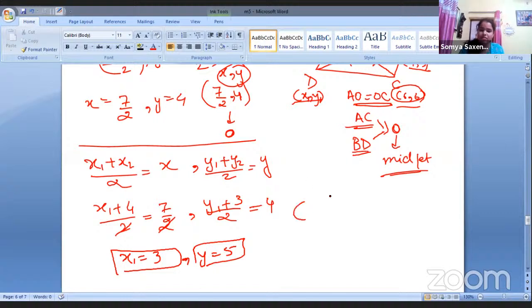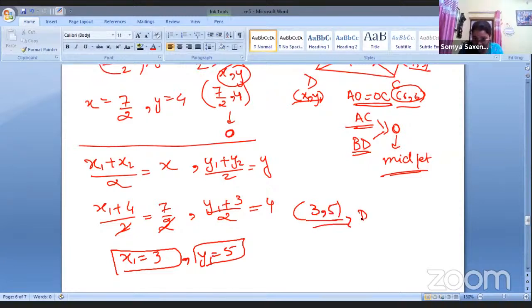So instead of finding the midpoint alone, we just find out the midpoint using the AC. And in this particular diagonal BD, we knew this point and the middle point. So we just found out the value of x1 comma y1. It would be x1 comma y1. So our coordinate comes out to be 3 comma 5.